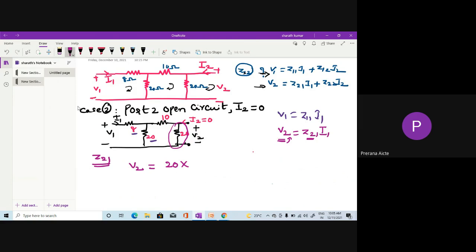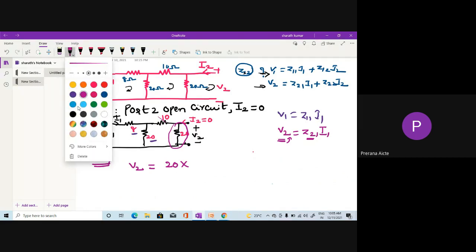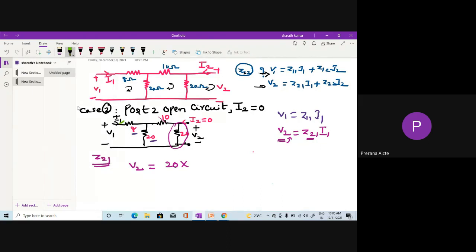So how are you going to find the current which is flowing in the 20 ohm resistor? In the circuit, the only current available is I1, because I2 is going to be 0 here. So I1 is common up to here, and then I1 is going to be divided into two parts. The current flowing in this 20 ohm resistor you can call IY, and you can name the other one IX. So V2 is equal to 20 IY.